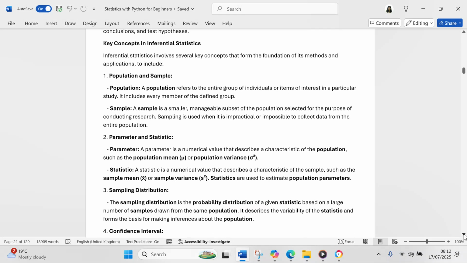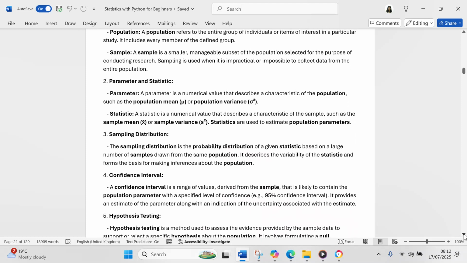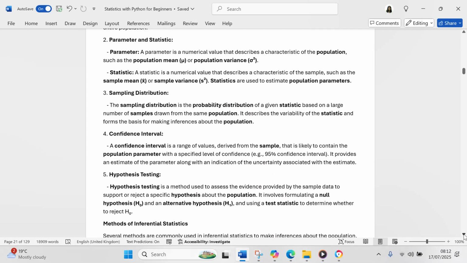Then you've got parameter and statistic. A parameter is a numerical value that describes a characteristic of the population, such as the population mean or population variance. A statistic is a numerical value that describes the characteristic of the sample, such as the sample mean or the sample variance. Statistics are used to estimate population parameters.